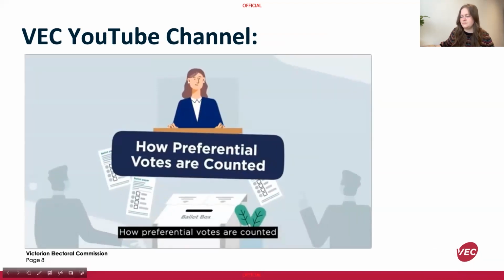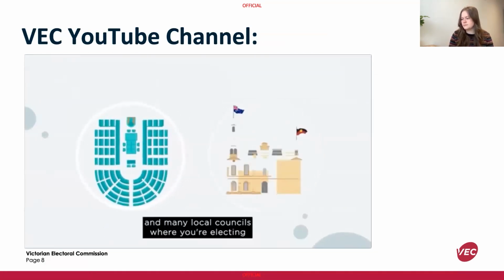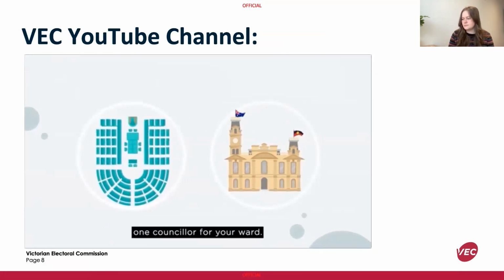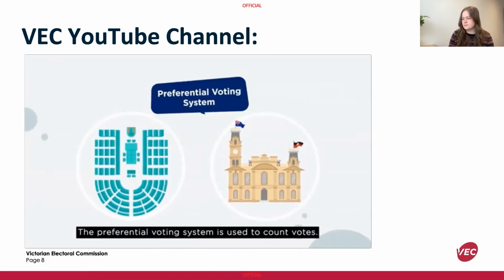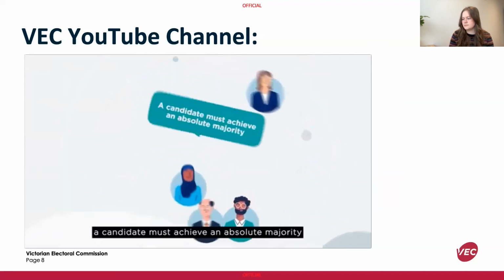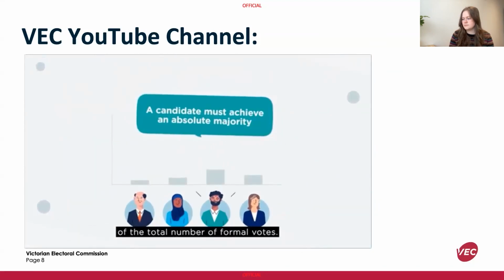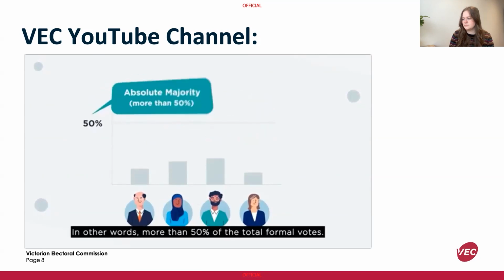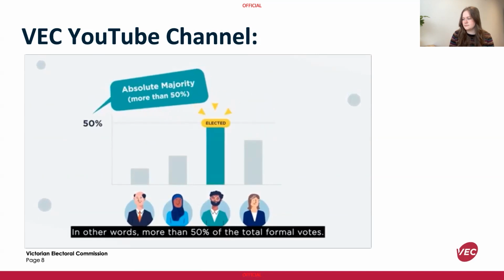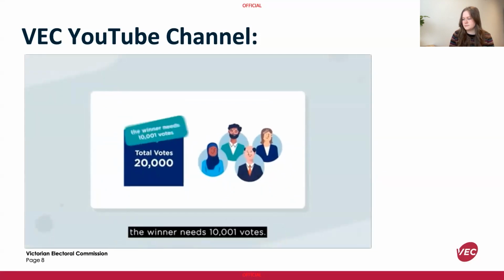How preferential votes are counted. For the lower house of state parliament and many local councils where you're electing one councillor for your ward, the preferential voting system is used to count votes. This means that to be elected, a candidate must achieve an absolute majority of the total number of formal votes. In other words, more than 50% of the total formal votes. For example, if 20,000 votes are cast, the winner needs 10,001 votes.